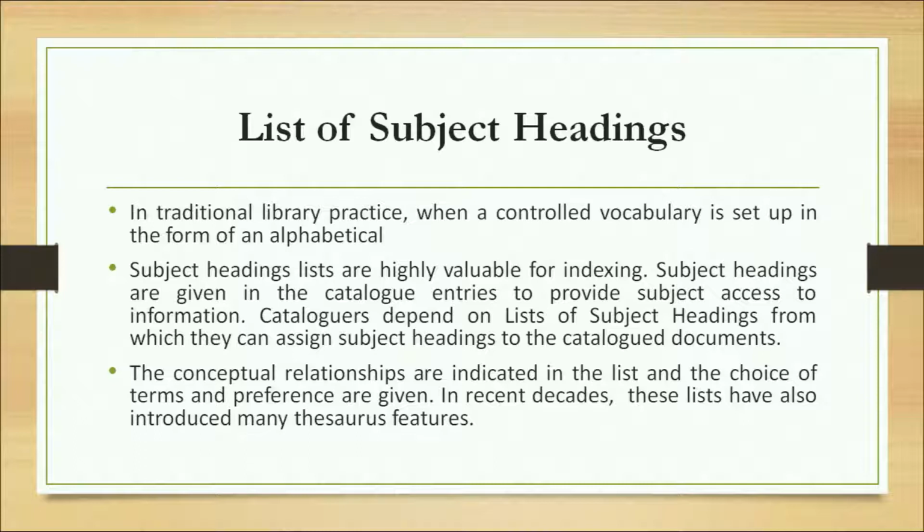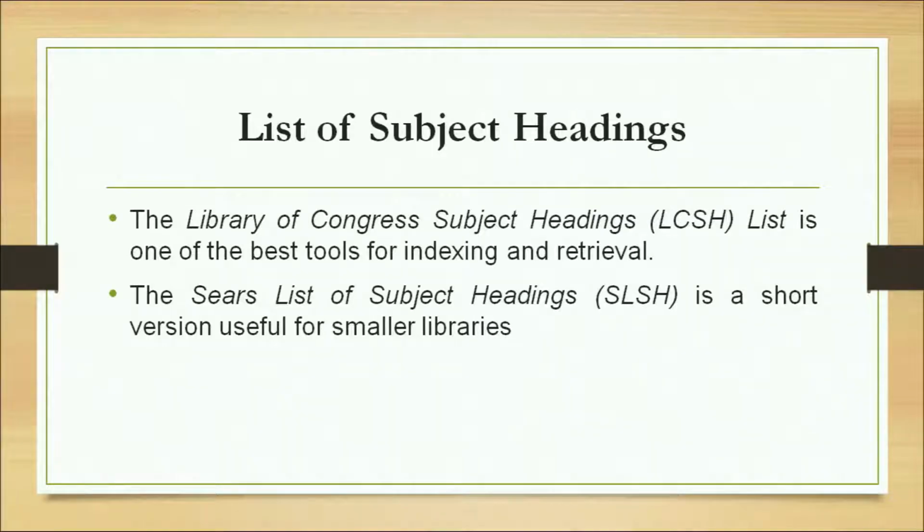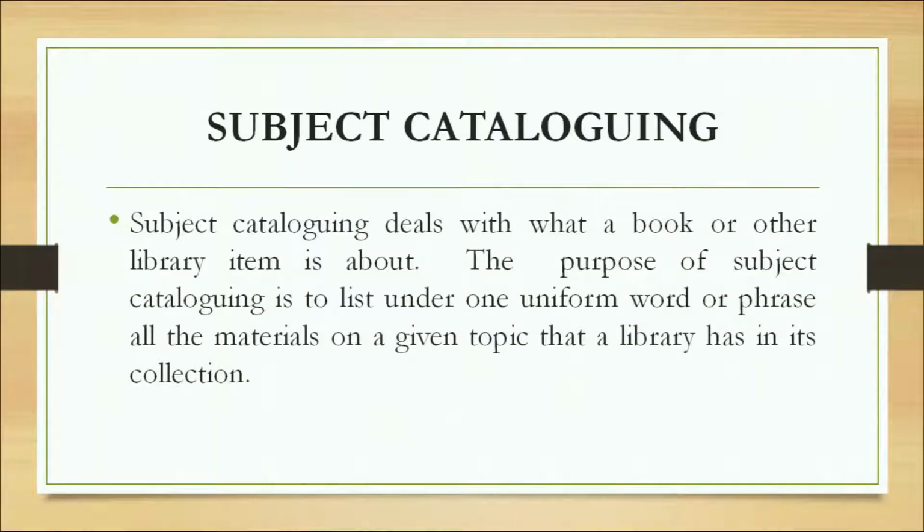The conceptual relationships are indicated in the list, and the choice of terms and preferences are given. And recently, these lists have also introduced many features of thesaurus. We have two examples very commonly known. First one is Library of Congress subject headings. The second example is Sears list of subject headings. It's a short version and it is usually used by libraries which have a small collection. Subject cataloging deals with what a book or other library item is about. The purpose of subject cataloging is to list under one uniform word or phrase all the material on a given topic that a library has.